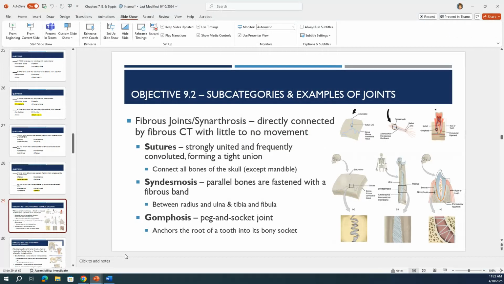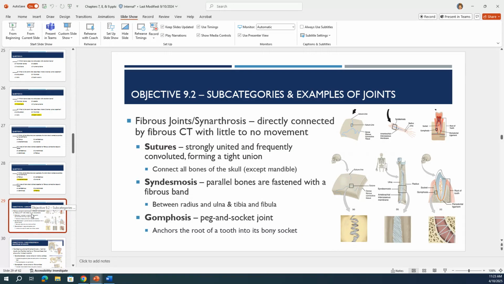Alright, hey guys, we're going to be continuing on with Chapter 9. We're going to be looking at Objective 2 in this video, which is about the subcategories and examples of joints. So far in Objective 1 we covered the two general ways that joints can be classified, and that was structural and that was functional.